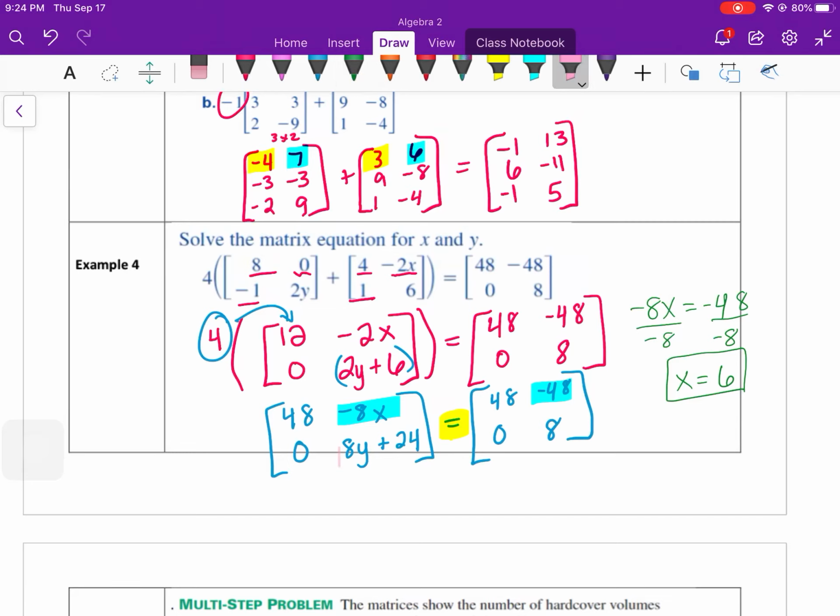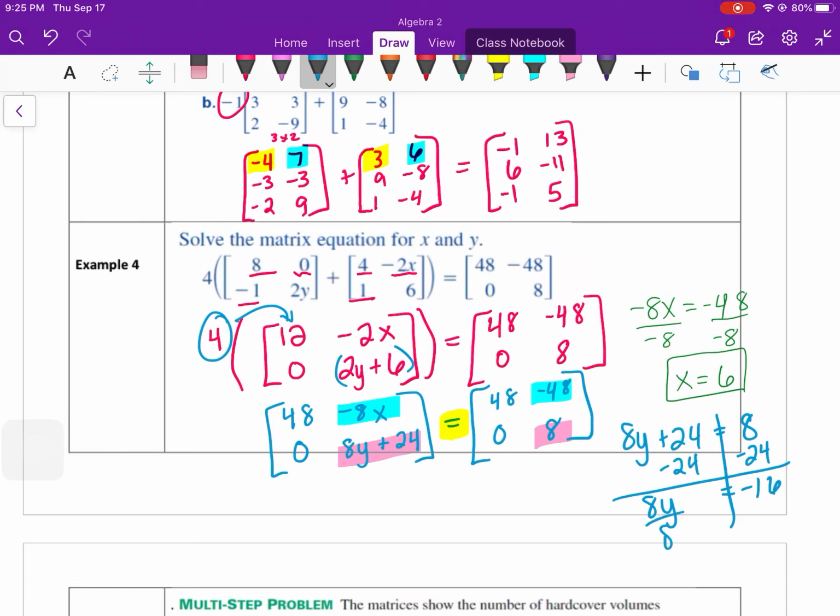And similarly, that means that 8y plus 24, second row, second column, has to equal the same spot, second row, second column, 8 over here. So that means that 8y plus 24 needs to equal 8. So I can solve that, subtract 24 from both sides, to be 8y equals -16, divide by 8, and y equals -2.